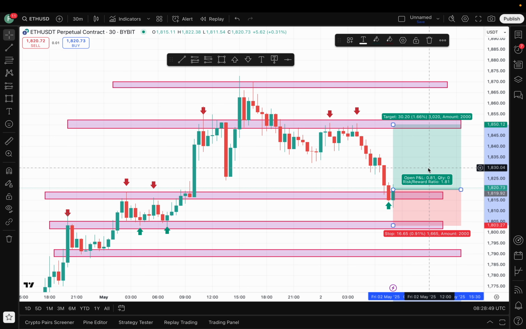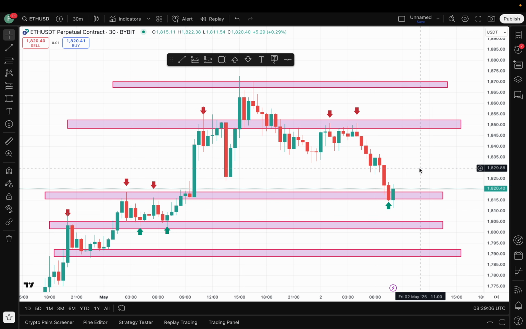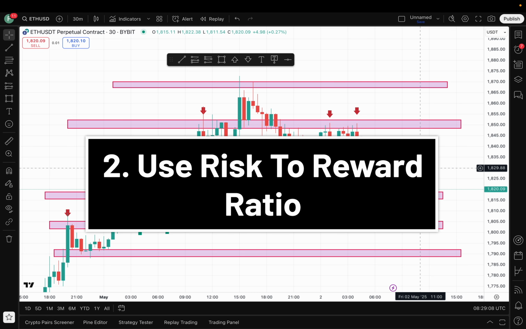So that's the first way to set your take profit and stop loss. That is using your support and your resistance levels. Now, the second way to set your stop loss perfectly is to use your risk to reward ratio.